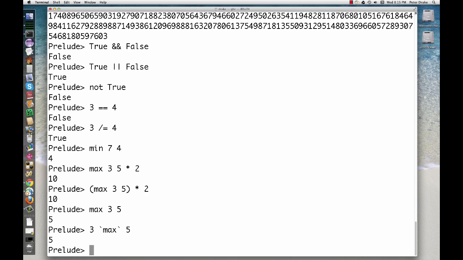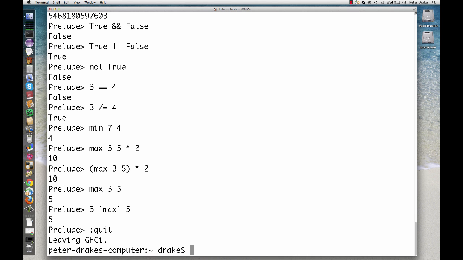When you're ready to leave GHCI, either type the command :quit or send an end of file character with Control-D. In the next video, we'll start defining our own functions.